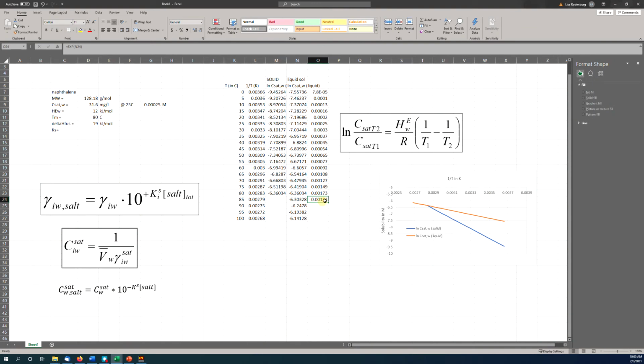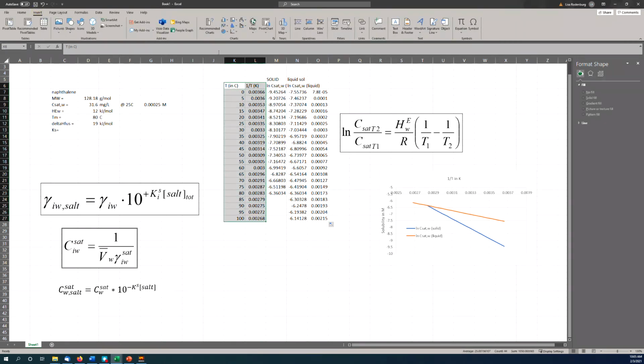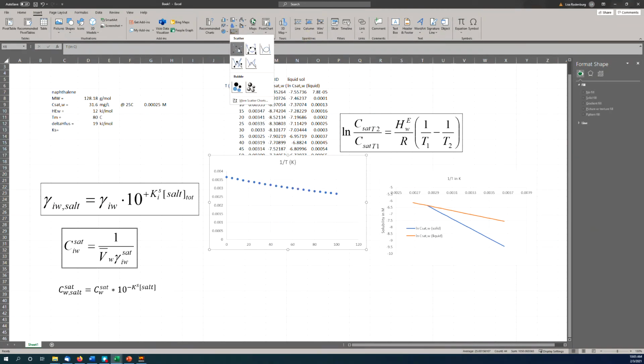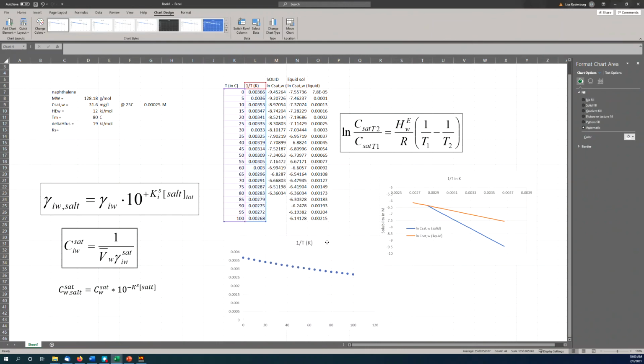Boom. There we go. Bada bing, bada boom. Copy that down. And now I'm going to do it this way. I'm going to take these two and plot those. I'm going to plot them as points here for now. We can change that later. And then I just swoop this over here.